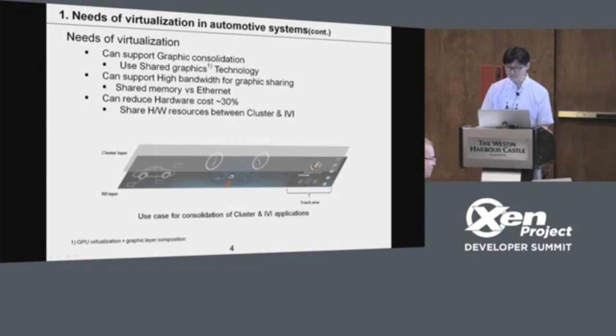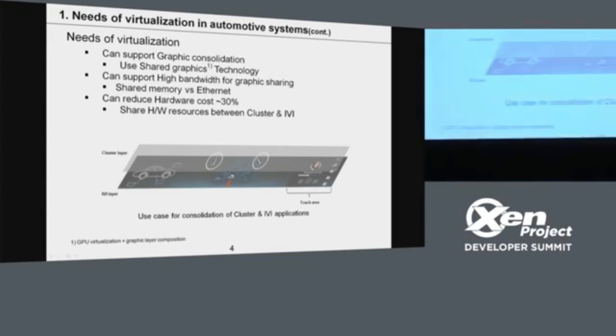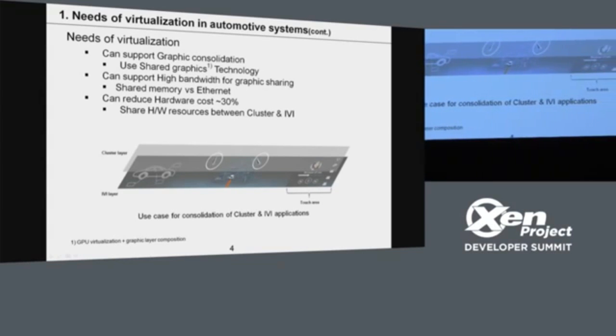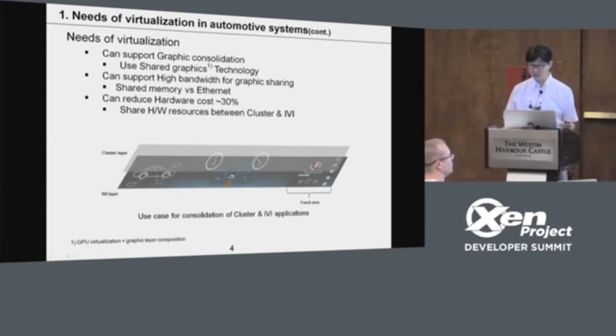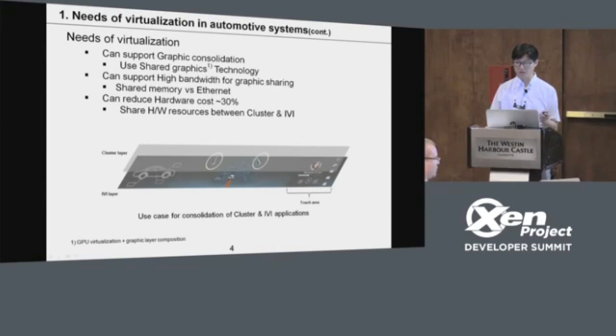So shared graphics technology is GPU virtualization and graphic layer composition, like this. These two layers are using a virtualized GPU, and then the compositor integrates the two layers into one frame and then displays it on one display. Each guest OS can use 3D hardware acceleration, and graphic layers are overlaid by a software or hardware compositor.